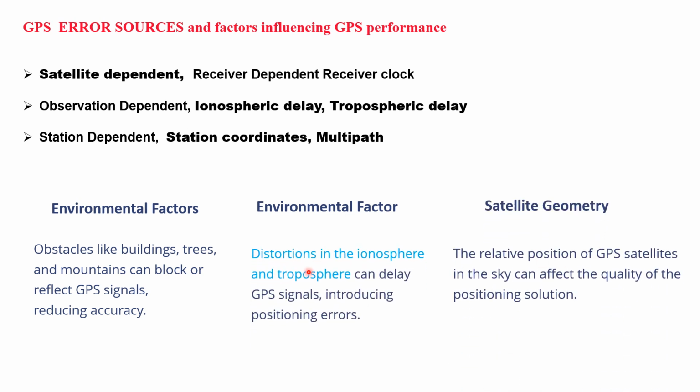There are environmental factors, such as tall buildings and trees, which can block or reflect the satellite signals and reduce accuracy. There may also be distortion in the ionosphere and the troposphere, which can delay the satellite signals and introduce positioning error. Also, the relative position of the satellites vastly affects the quality.